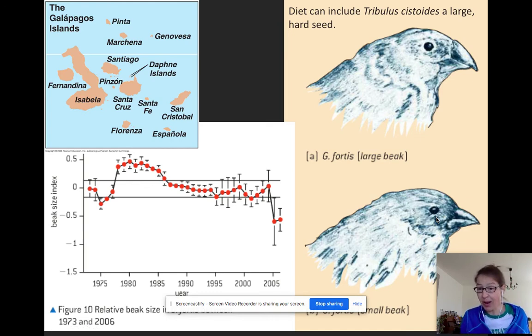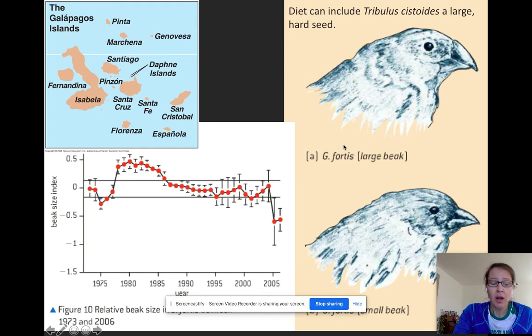Now, the small seeds don't have as much energy as big giant seeds, but they can eat a whole bunch of them and eat them really quickly. Well, the ones that have larger beaks, they could eat the small seeds, but they're also capable of getting into these really large hard seeds, which are called the tribulus seeds. And so these guys had a wider range of food, but they don't have to compete for the small ones if they can keep eating these larger seeds. And their beaks are big enough to break these open. These small little beaks here, they cannot break open the tribulus seeds.